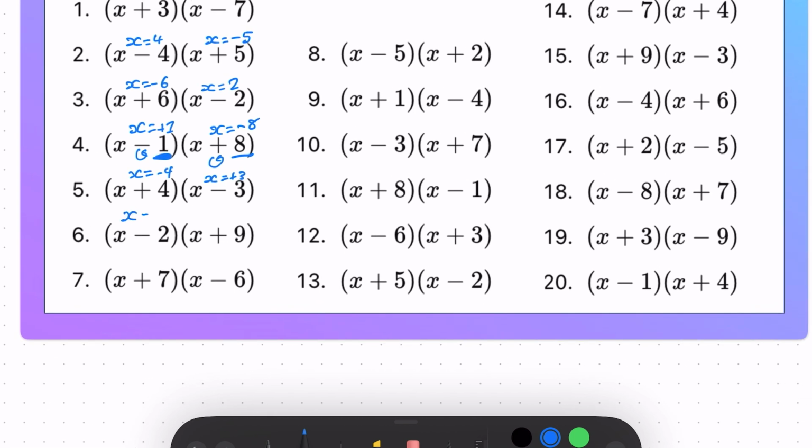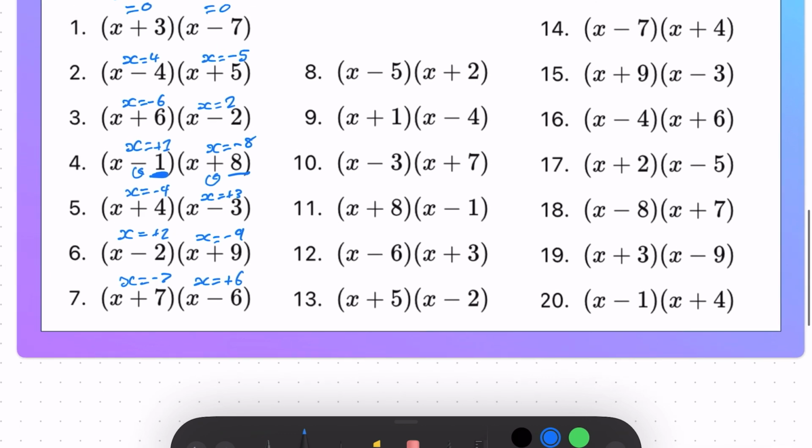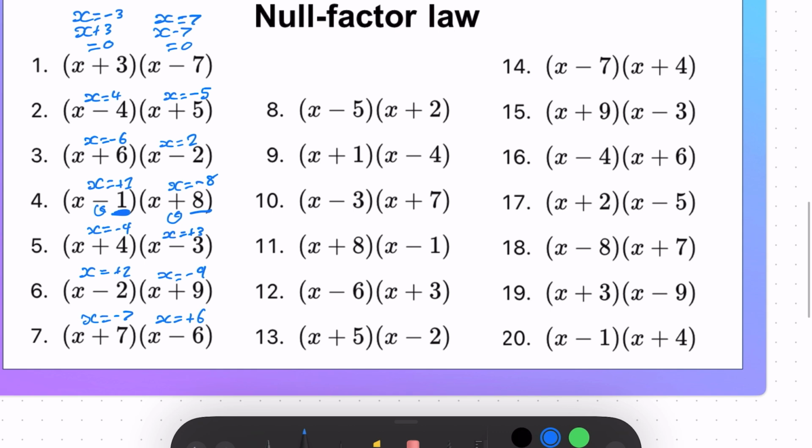Question 6, x equals positive 2, x equals negative 9, x equals negative 7, x equals positive 6. You won't always have a positive and a negative. You might have a negative and a negative, or a positive and a positive.